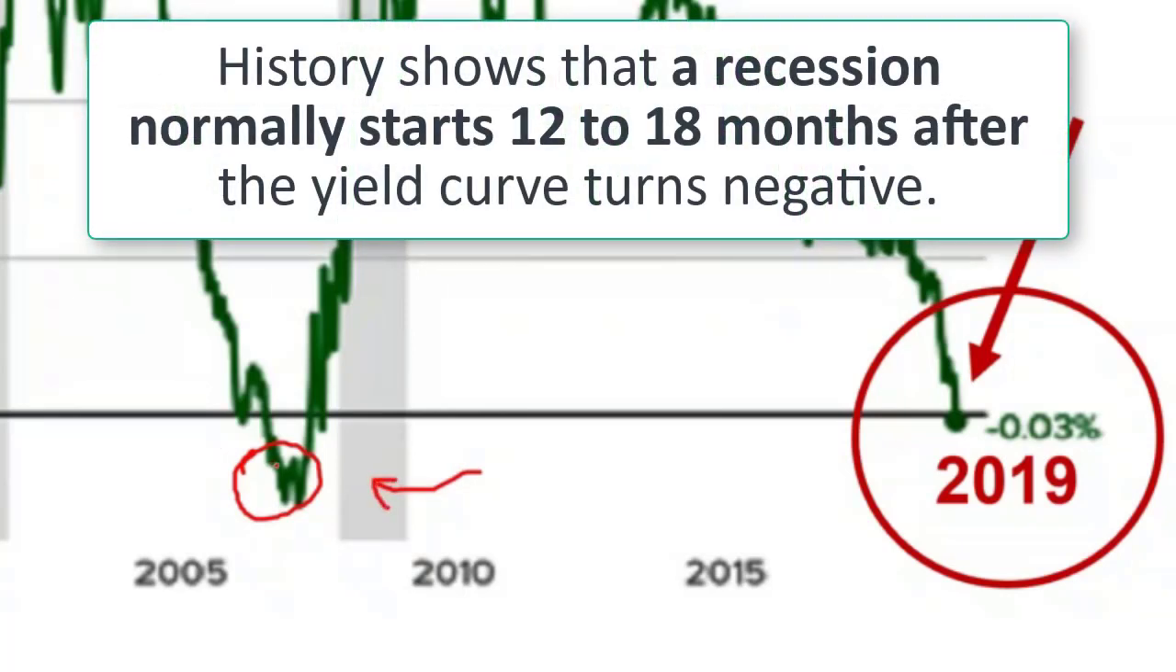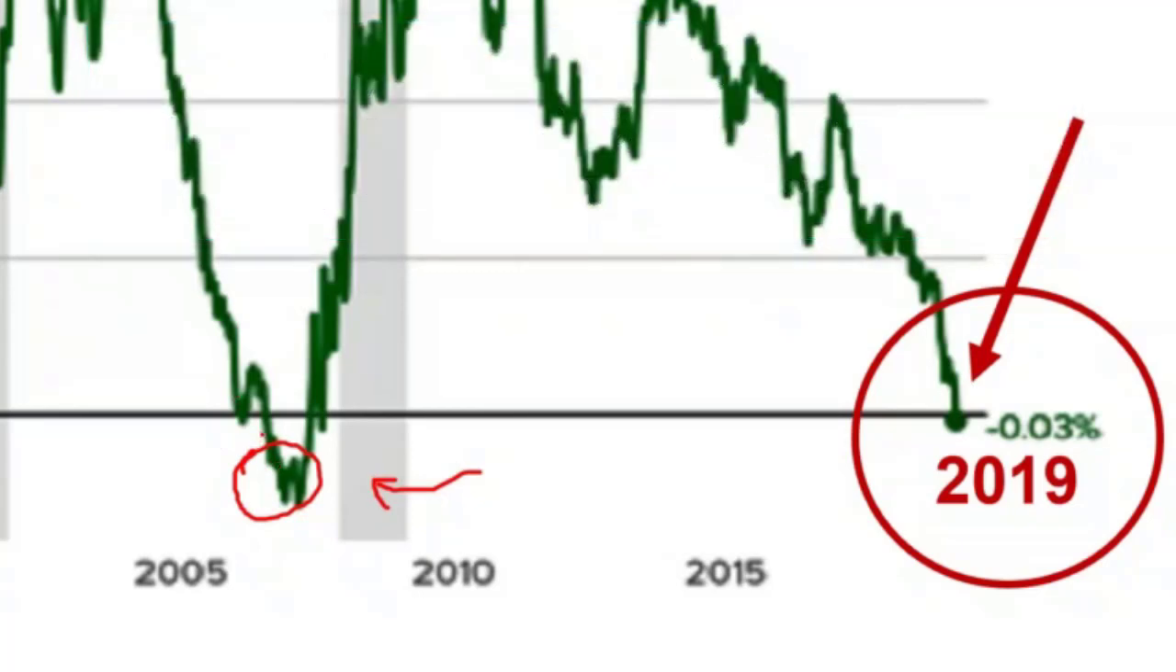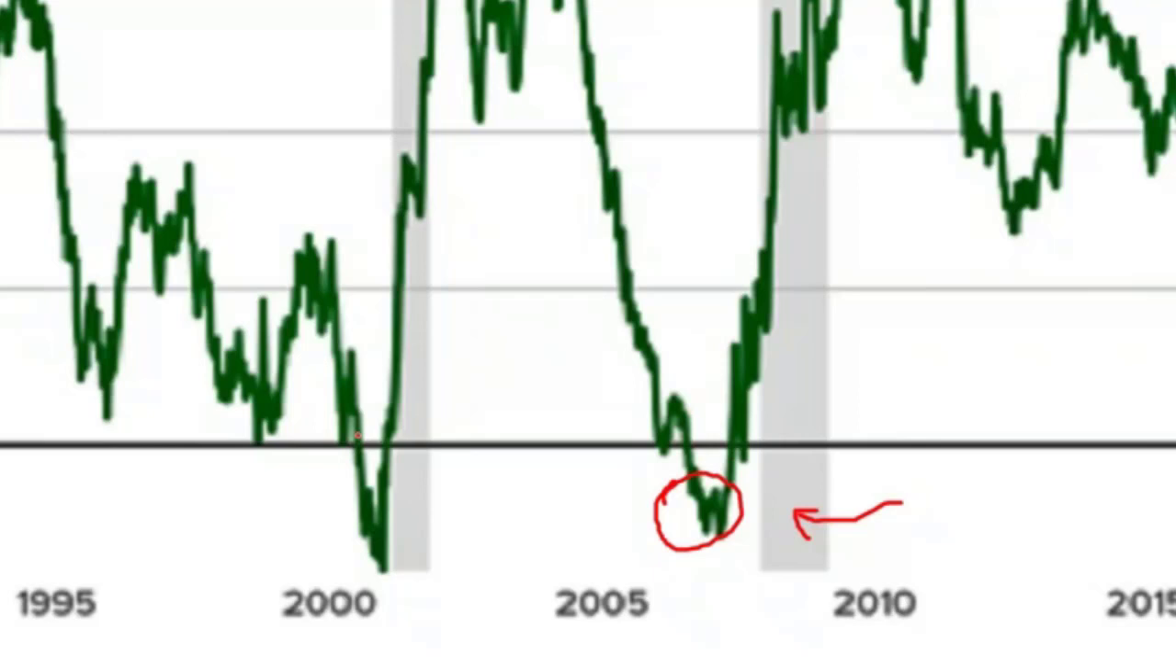So what we have to remember, guys, is that just because the yield curve becomes negative, it does not mean that the markets have to crash and go into a bear market and to go to a recession. No, the recession actually happens usually 12 to 18 months after the yield curve becomes negative. Look at the previous one. In the year 2000, the yield curve became negative, like you can see here.